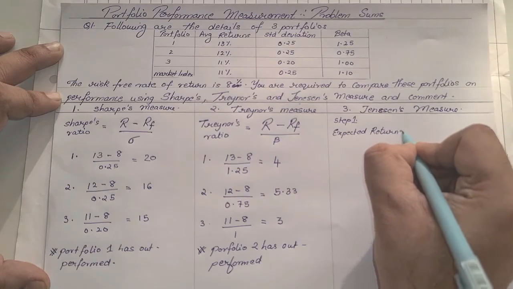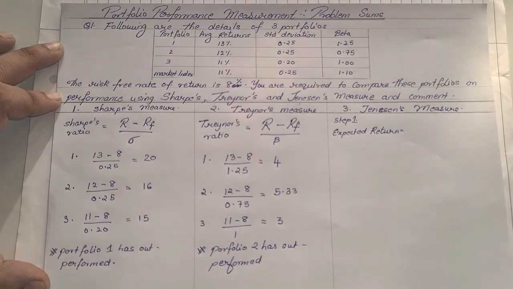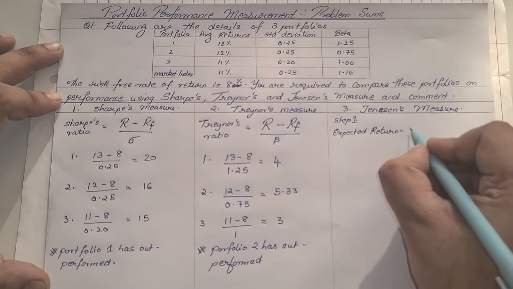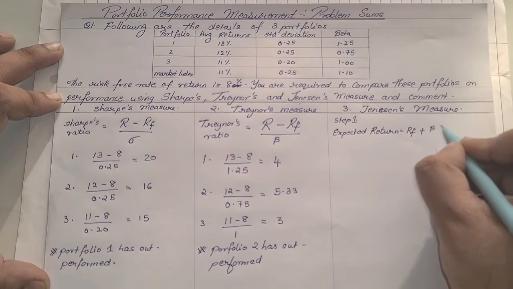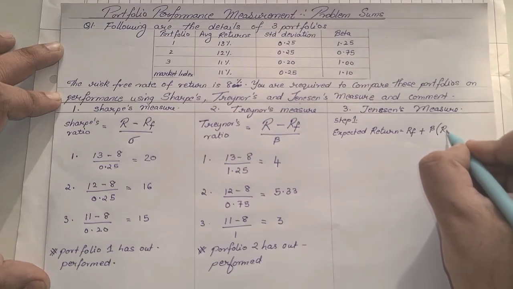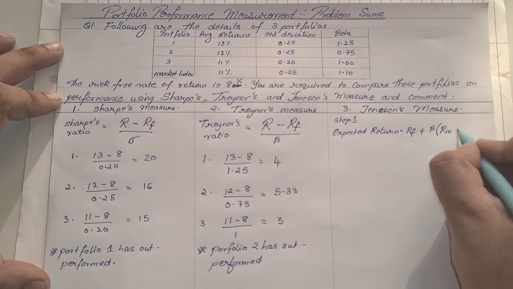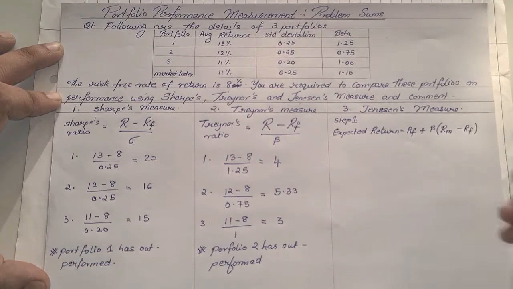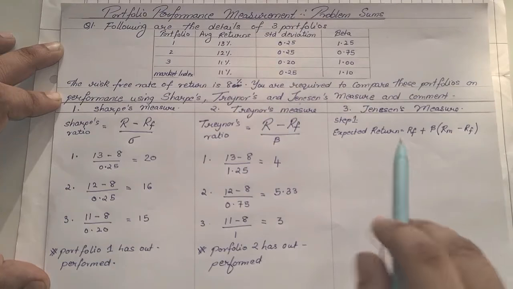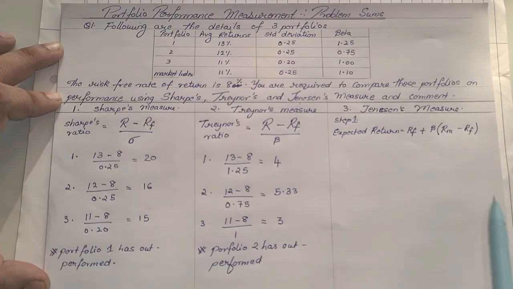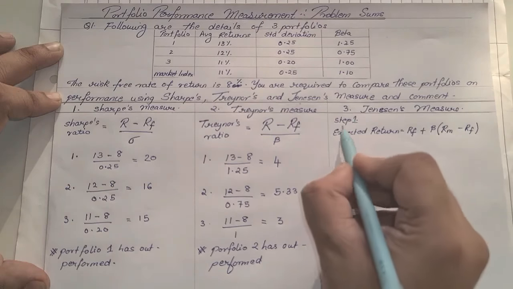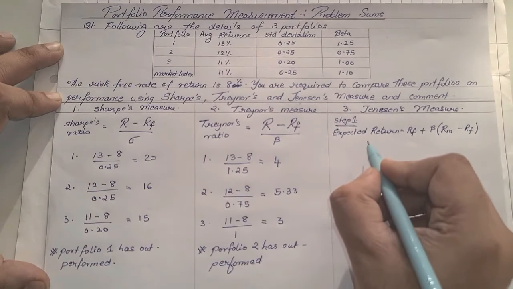Now the expected return formula is the formula that we usually use for the CAPM method. That is RF, risk-free return, plus beta into market return, that is RM, minus risk-free return. So this is one formula which has to be learned very carefully. Risk-free return plus beta into RM minus RF, that is market return and your risk-free return. So first we have to calculate under step 1 the expected return of all the portfolios.